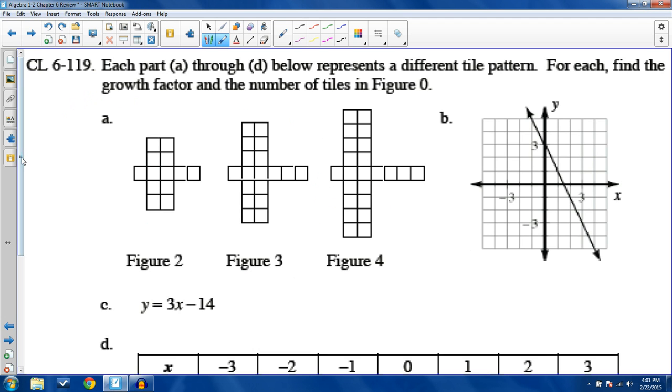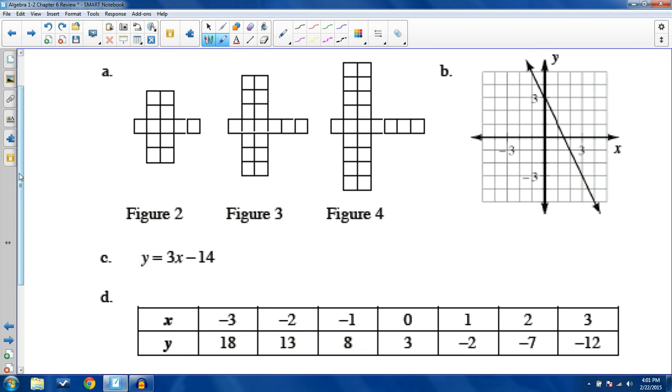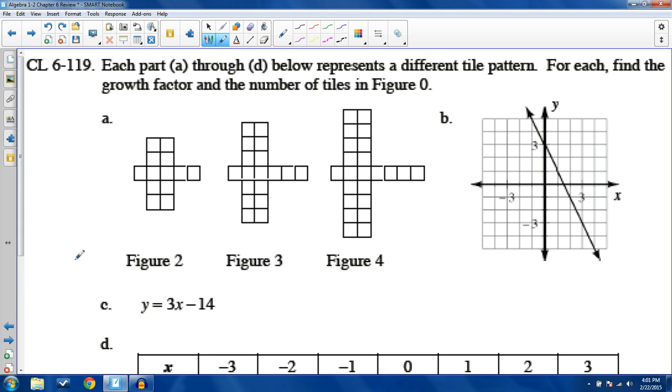Okay, I think this is the last problem, so I do want to get this out of the way. Each part A through D below represents a different tile pattern. For each, find the growth factor and the number of tiles in figure 0. So for each of these, look, this one has the actual tiles there. This one has a graph. This one has an equation. This one has a table. So we've dealt with all four before. Let's make sure we can still do it.